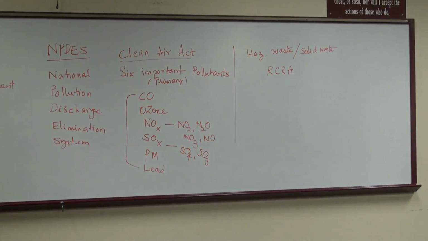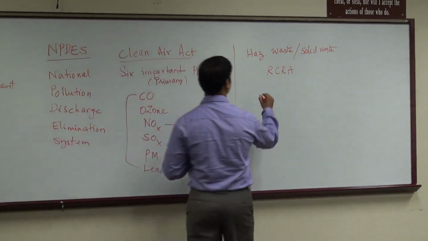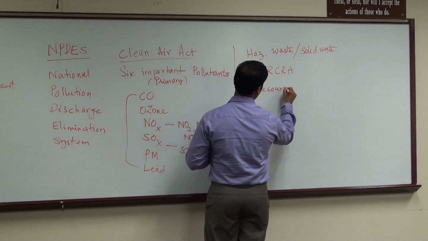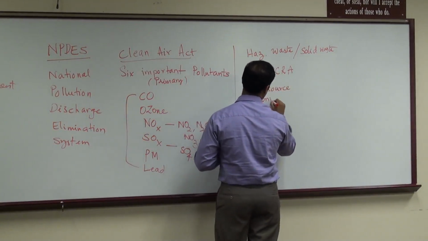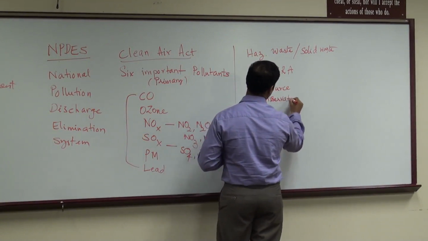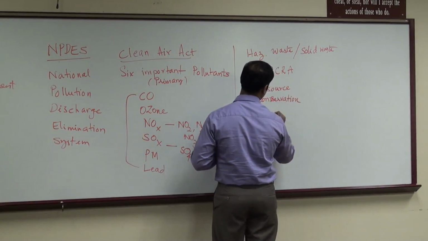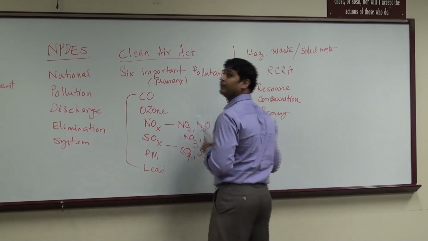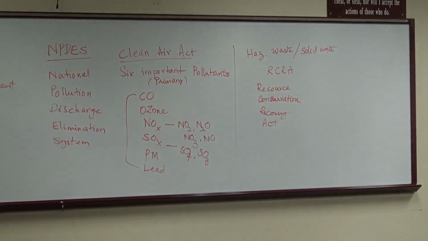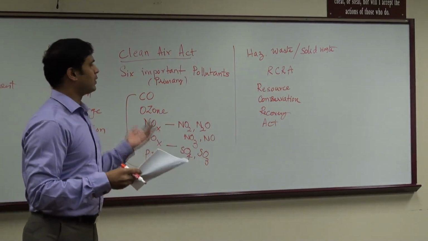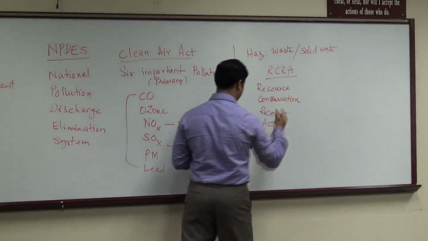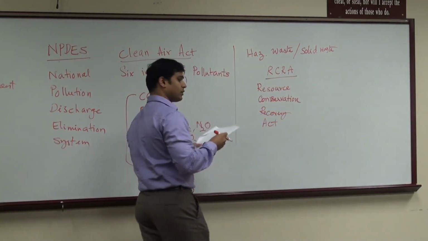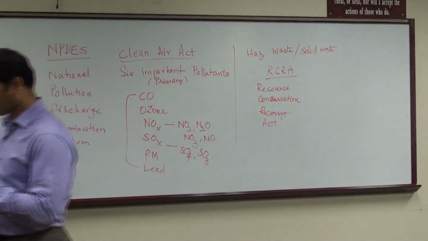Any idea? We talked about this in the class. Resource Conservation Recovery Act. All right. So that's there. Like I said, it's for solid and hazardous waste, and then you have different types of waste. So you need to know what controls that. So that is RCRA controls that. And there is CERCLA. Maybe I'll stop right there.